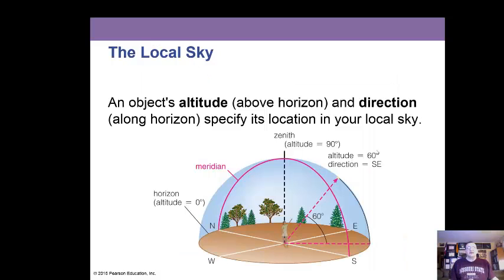So the local sky. We can talk about an altitude above the horizon and a direction along the horizon in your local sky. And the point directly above your head is called the zenith.